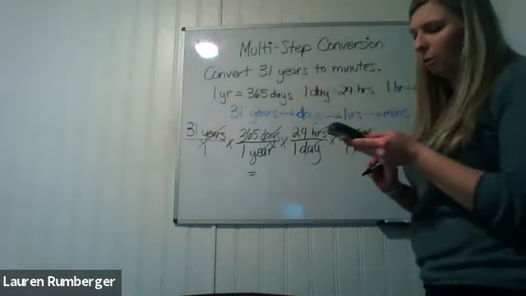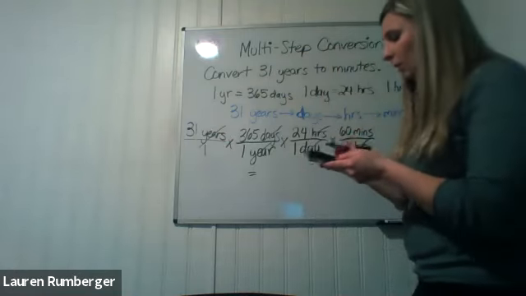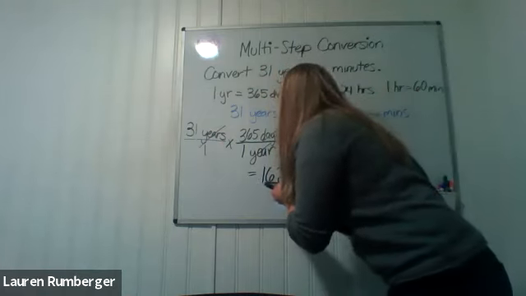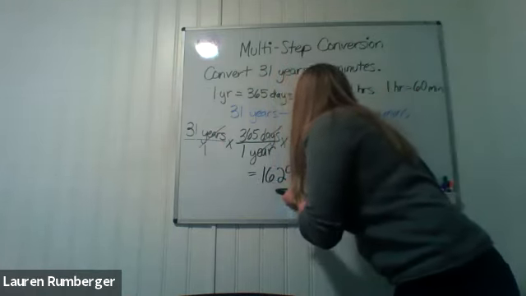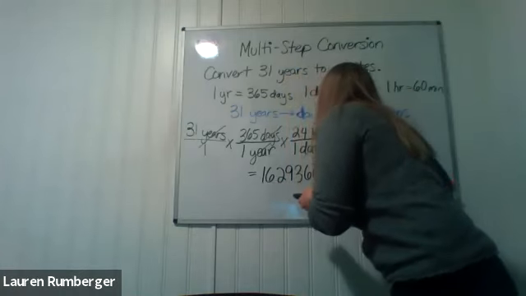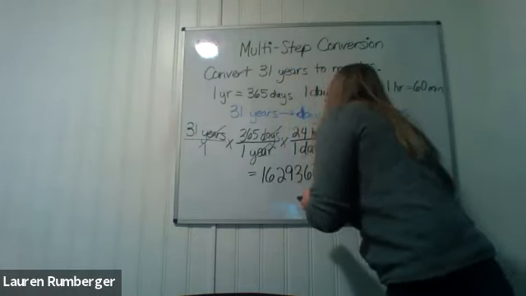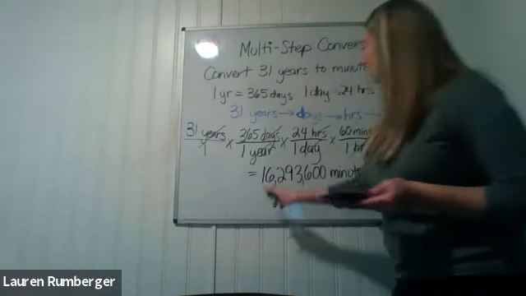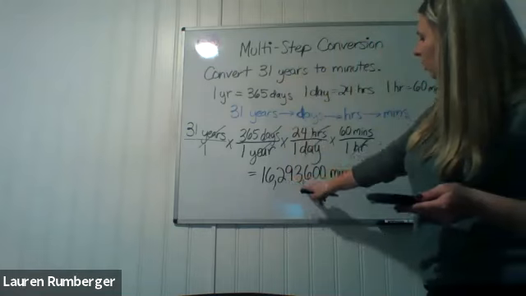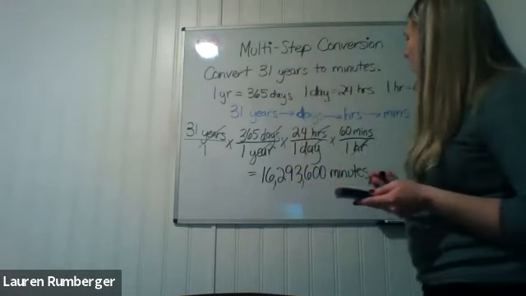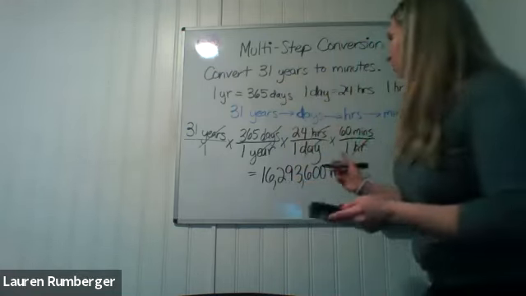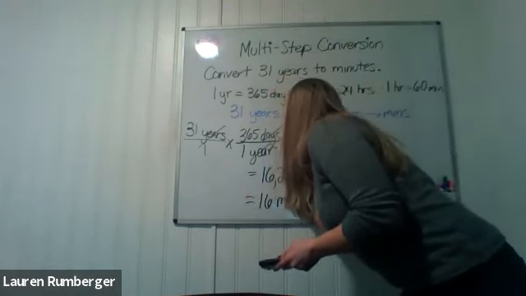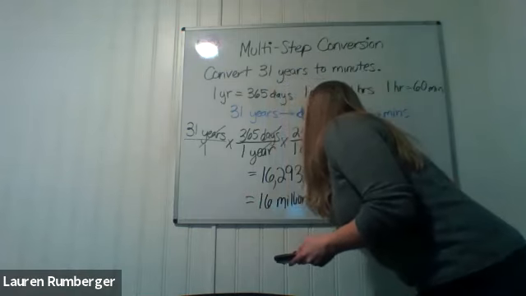Well, let's write down what the calculator gave us. The calculator gives us 16,293,600 minutes. So that is 16,293,600 minutes in 31 years. If we round this, this will be 16 million minutes.